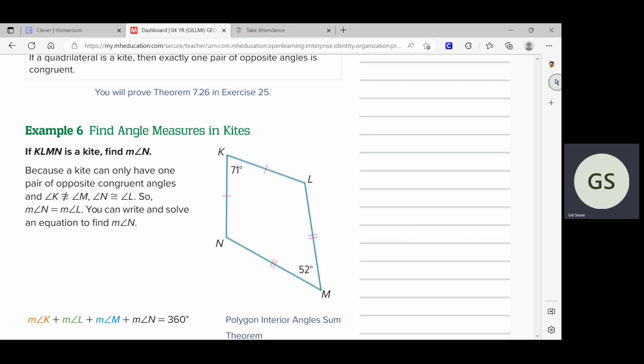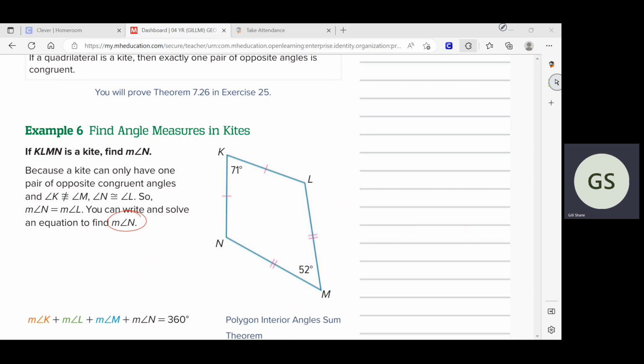And then the diagonals are perpendicular, which we'll get to in the next example, not this one. So here's what I want you to do. Solve for n. This is the first example. Well, it's example six, but the first example for kites. Solve for n.